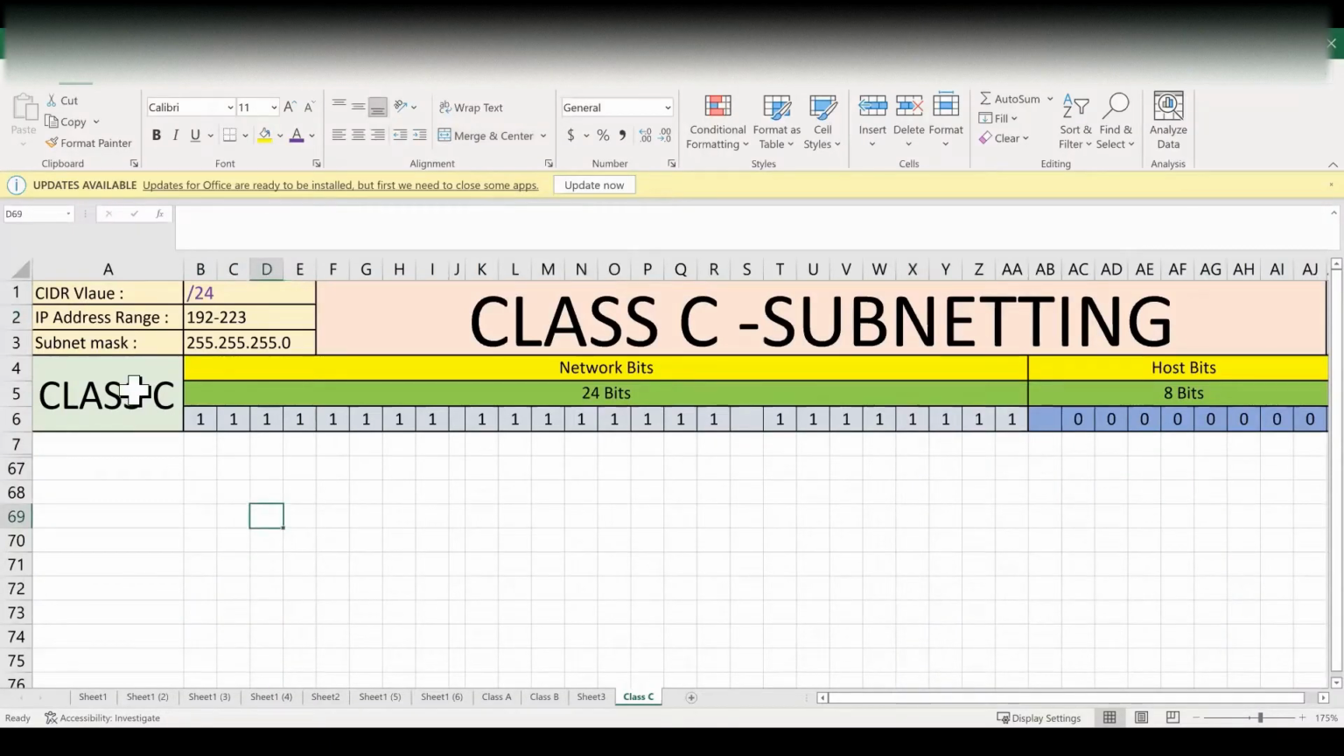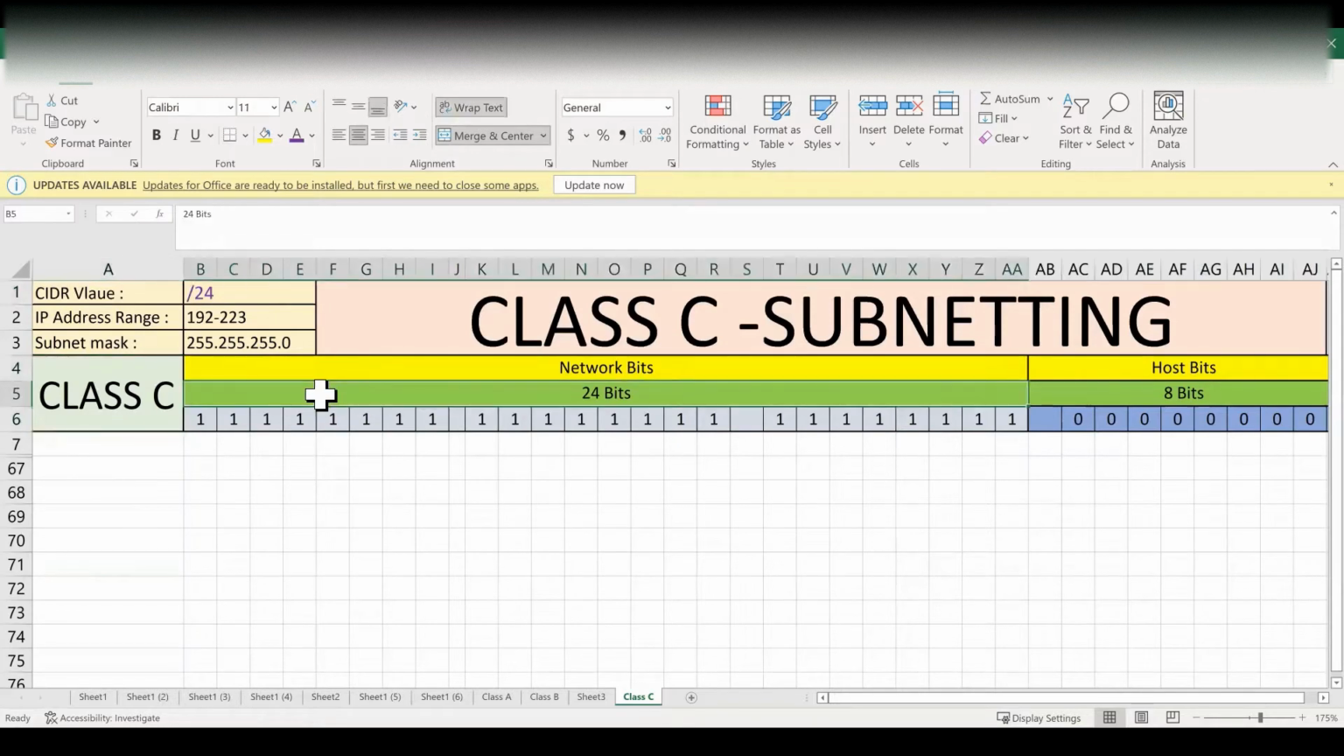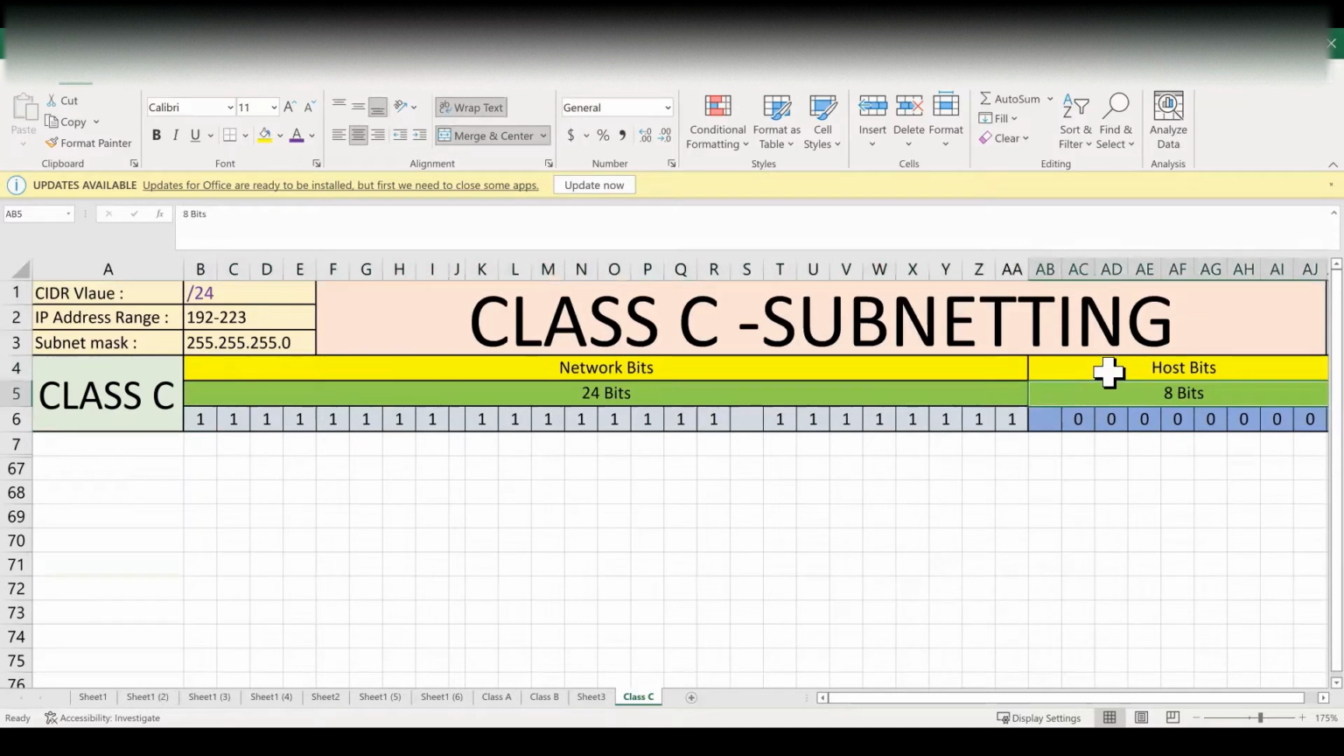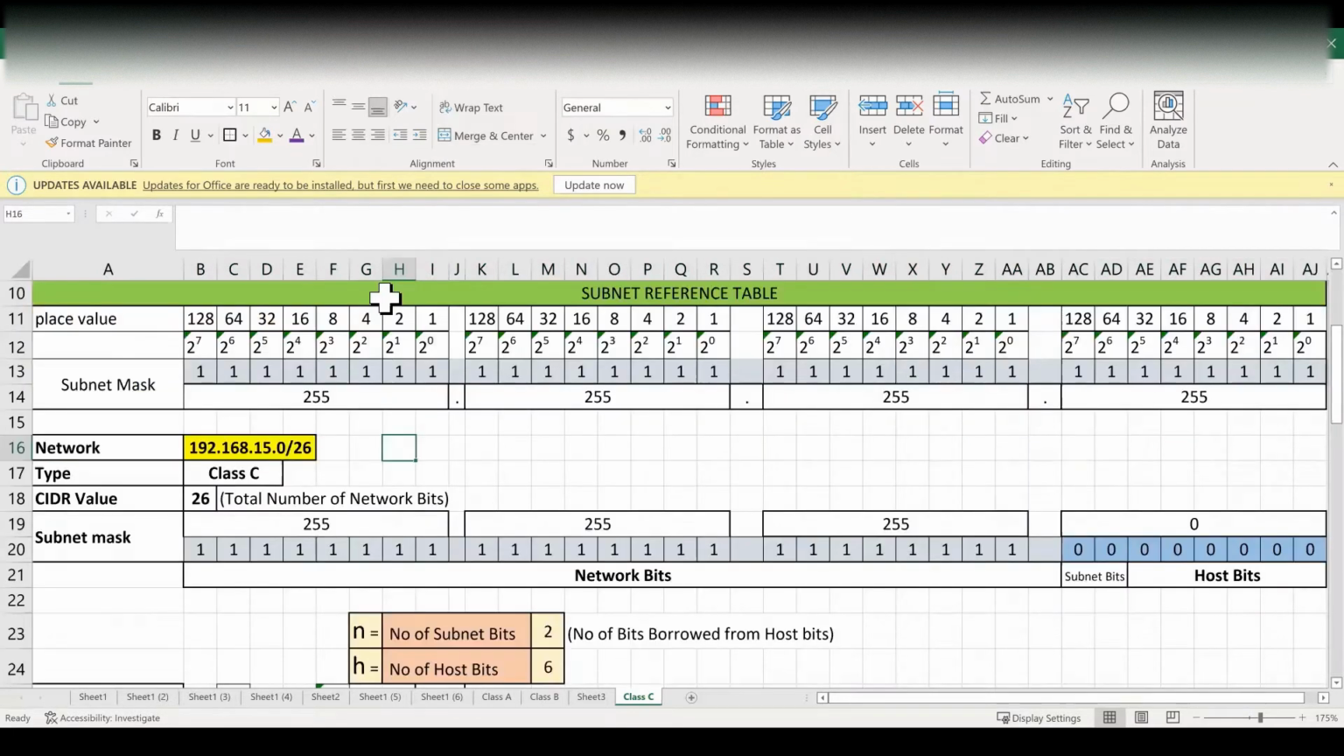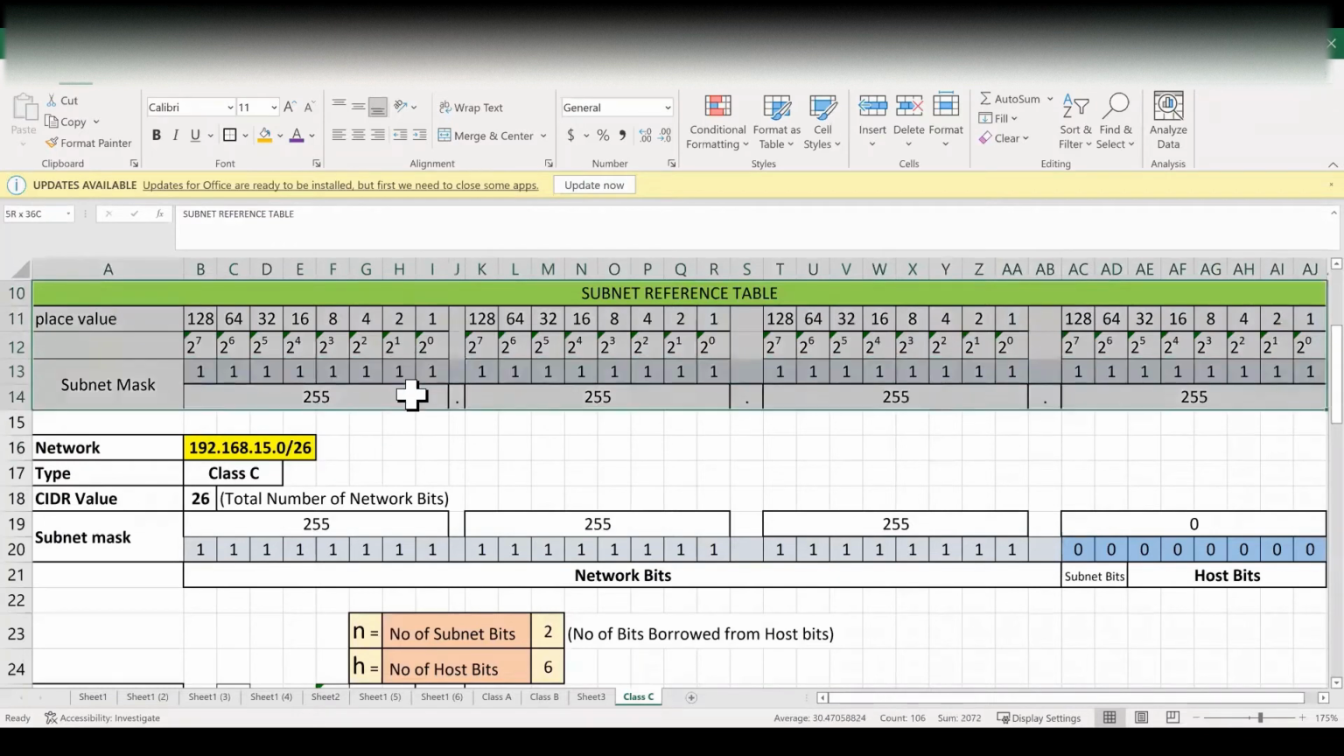In Class C IP network, the IP address will range from 192 to 223 in first octet, and the default subnet mask is 255.255.255.0. The default CIDR value is /24. The CIDR value is the total number of network bits. In Class C IP network, 24 bits are reserved as network bits, and the remaining 8 bits are reserved as host bits. Before going to example, we will see this subnet reference table.